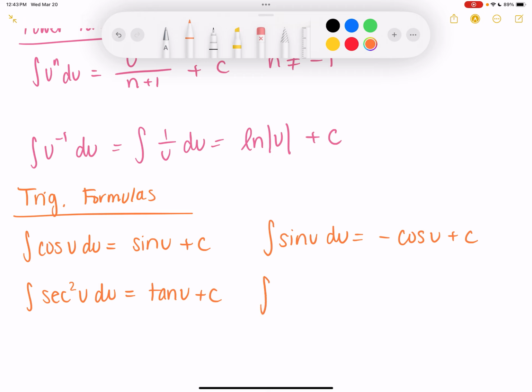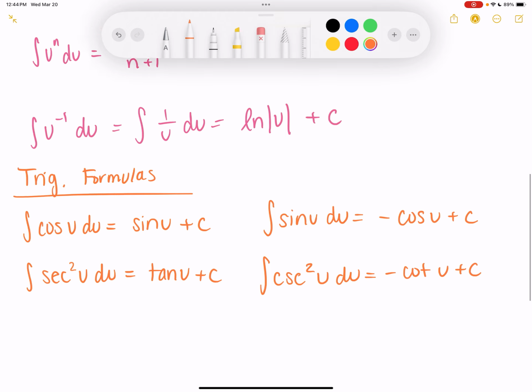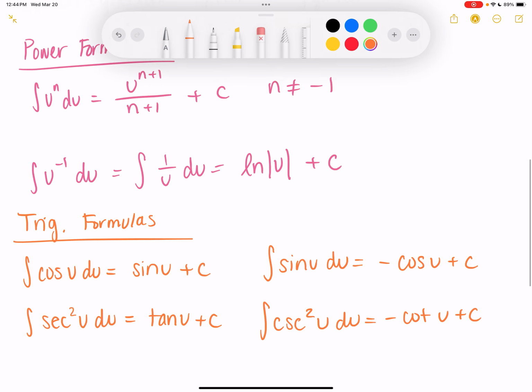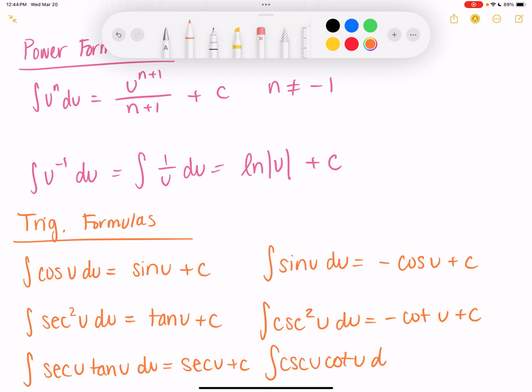The integral of cosecant squared of u du is equal to minus cotangent of u plus c. Then the integral of secant of u, tangent of u, du is equal to secant of u plus c. And the integral of cosecant of u, cotangent of u, du is equal to minus the cosecant of u plus c.